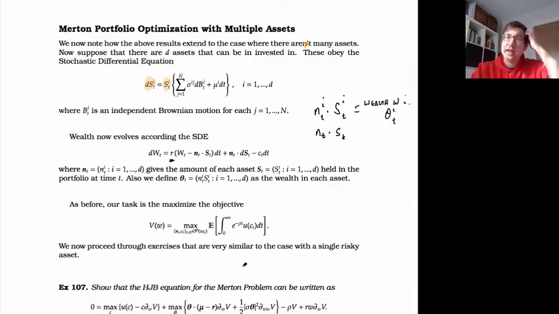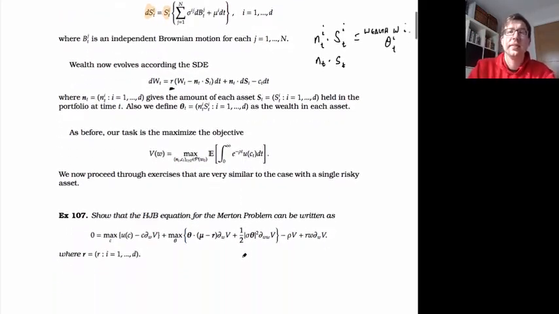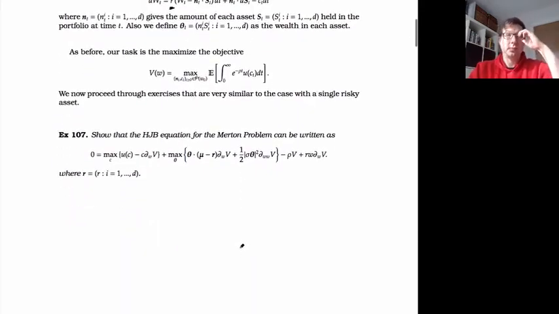Now I want to show how the case that we covered before for a single asset applies to the case where we've got multiple assets. The first thing I want to show is that the HJB equation for this is of the following form. So let's go through that.